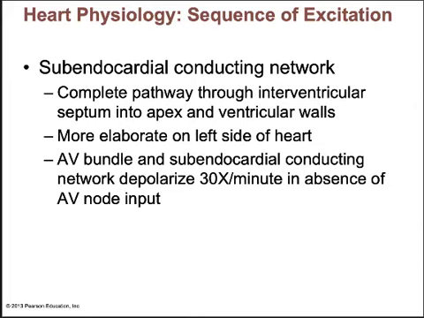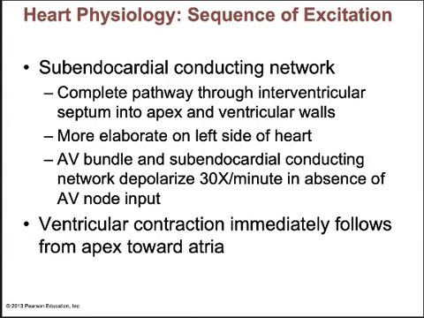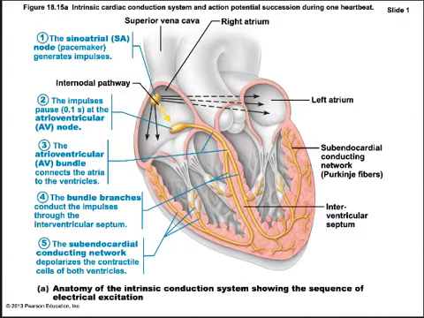The AV bundle and subendocardial conducting network, the Purkinjes, depolarize about 30 times per minute in the absence of AV node input, and that's insufficient to maintain life. And the remaining myocardium is even slower. Ventricular contraction follows from the apex towards the atria, and again you can see the sequence of events here.